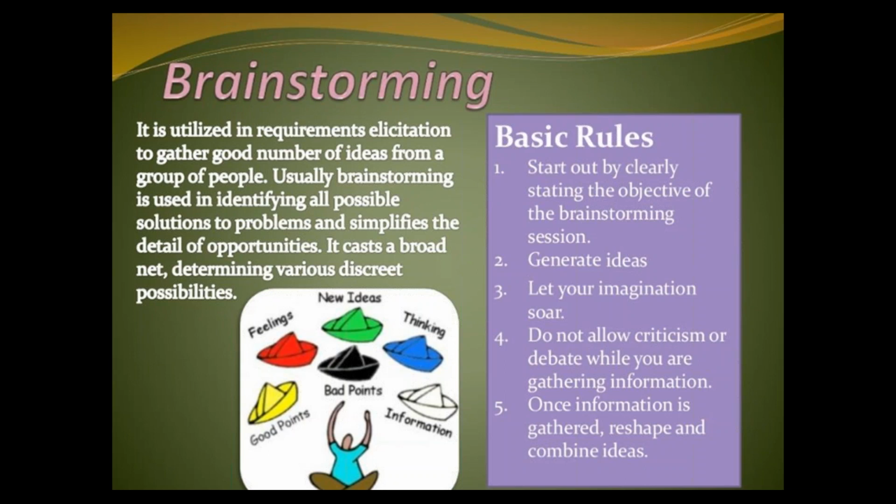The first type of elicitation we have seen is stakeholder analysis. The next type is brainstorming. It is utilized in requirements elicitation to gather a good number of ideas from a group of people. It is not one point of contact. In stakeholder analysis, you will have one point of contact at a time to discuss with. So you're not going to have a group of people to share ideas or to come up with a new set of ideas.